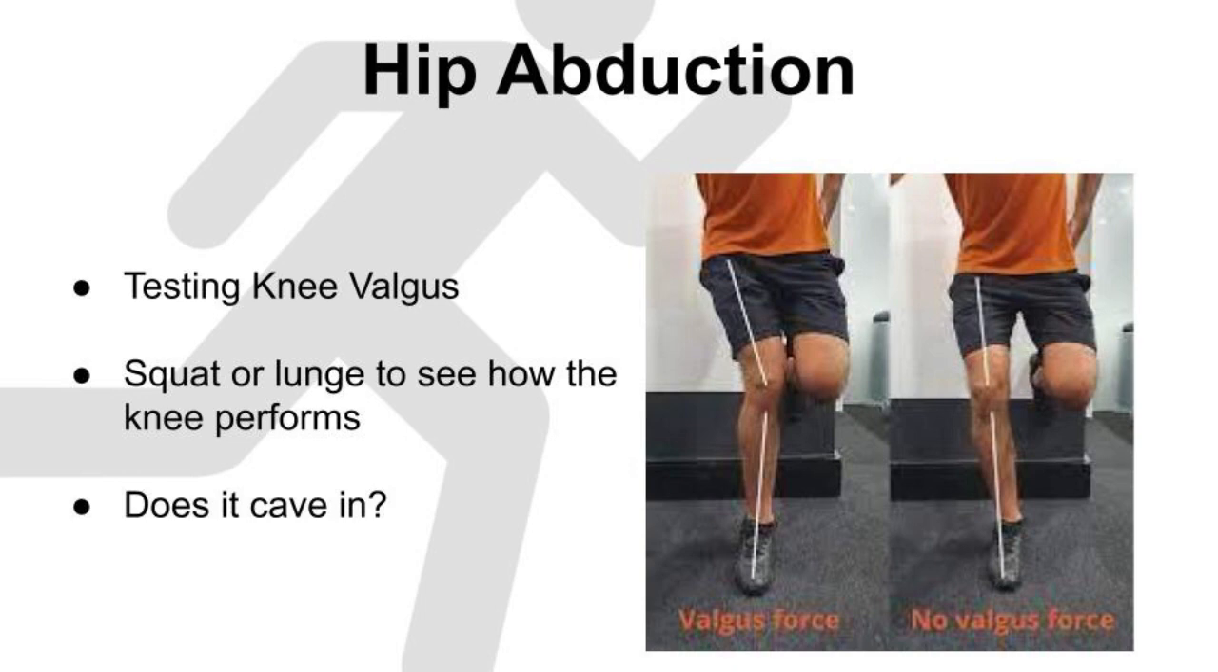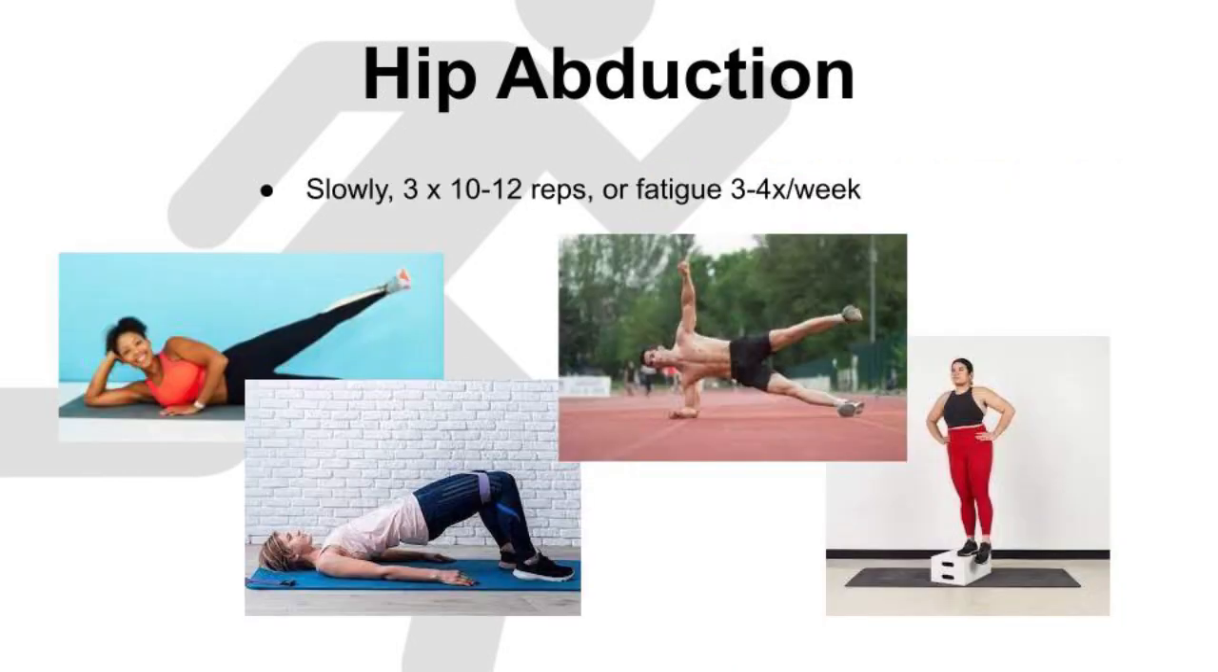There are different ways to test hip abduction, but you can squat, lunge or do a single leg squat, and you can look at yourself in the mirror and just see how the knee is controlled. If you bend down, does the knee cave in? And again, there could be a few factors contributing to that, like restriction in your ankles or just motor control in general.